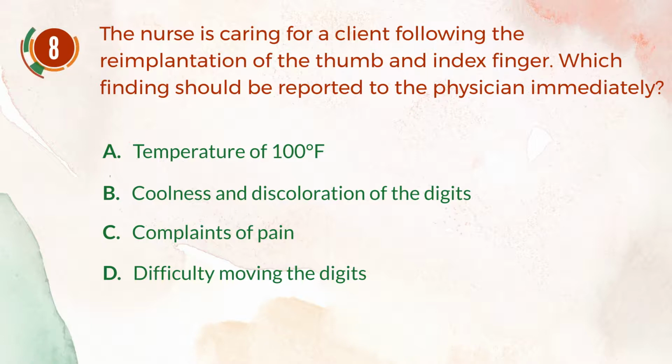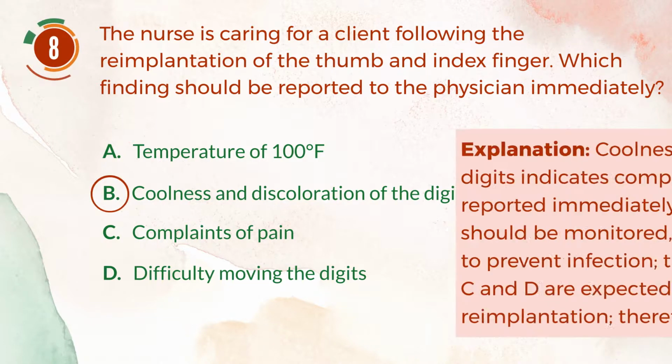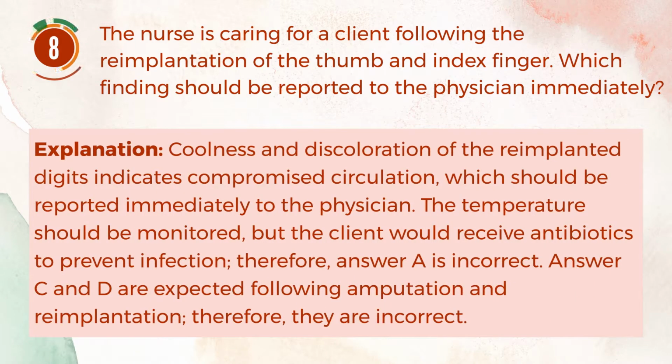The correct answer is B. Coolness and discoloration of the digits. Explanation. Coolness and discoloration of the reimplanted digits indicates compromised circulation, which should be reported immediately to the physician. The temperature should be monitored, but the client would receive antibiotics to prevent infection. Therefore, answer A is incorrect. Answers C and D are expected following amputation and reimplantation. Therefore, they are incorrect.